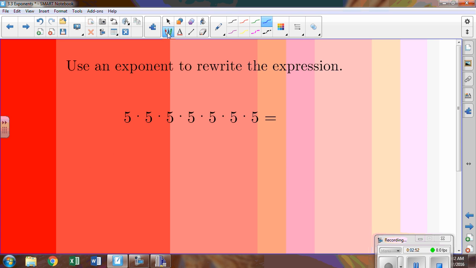Now, the first type of problem that we want to do is to use an exponent to rewrite it. Well, since we repeatedly multiplied by 5, that's the base. And then you just have to count how many of them there are. 1, 2, 3, 4, 5, 6, 7. So we have an exponent of 7. Our directions asked us to rewrite. We're done. We were not asked to evaluate. We were not asked to actually crunch the numbers. The directions said to rewrite, so this is all we had to do.